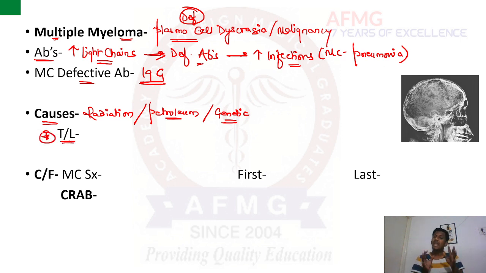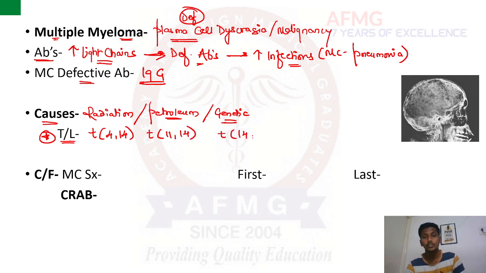So please remember, chromosome number 8 is related to Burkitt's. That means translocations 2;8, 8;14, 8;22, all of these involving 8 are related to Burkitt's lymphoma. In the same manner, remember that chromosome number 14 in translocations is commonly associated with multiple myeloma. That means the common translocations seen in multiple myeloma would be translocation 4;14, or 11;14, or 14;16. So chromosome 14 is commonly associated with translocations seen in multiple myeloma.